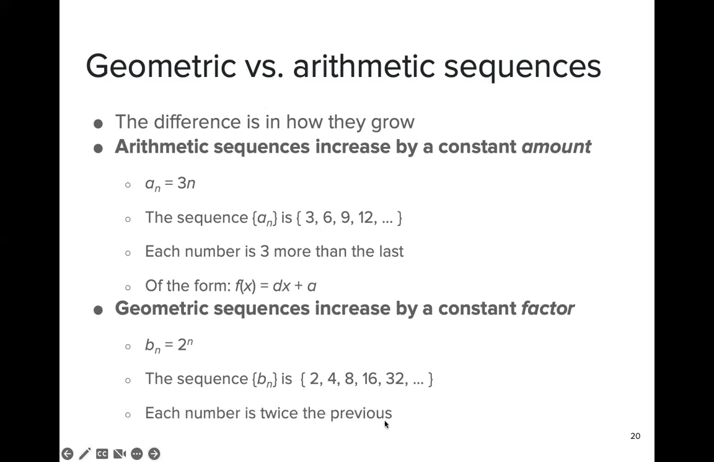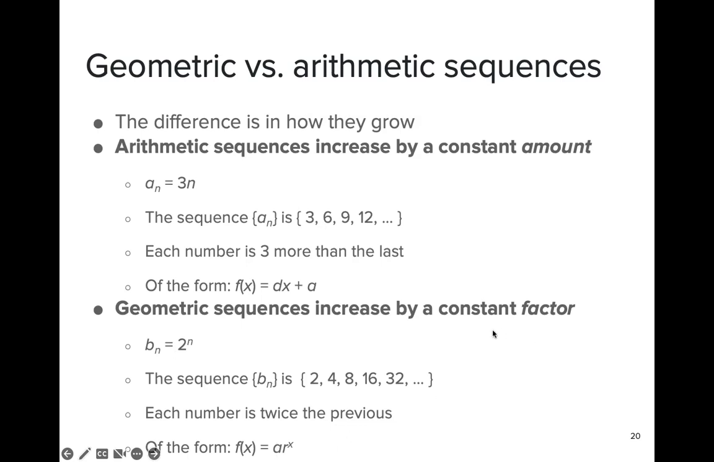Each number is twice the previous. This term 4 results from multiplying the previous term by 2. This term 8 results from multiplying 4 by 2. This term 16 results from multiplying 8 by 2, and so on. So each number is twice the previous. So this is of the form a times r raised to x, wherein r raised to x basically refers to this explicit formula, and the factor is a.